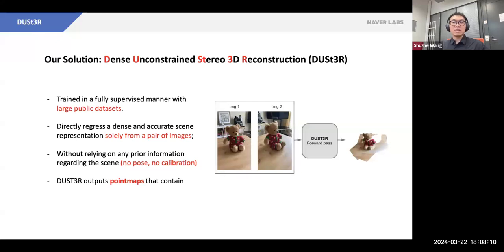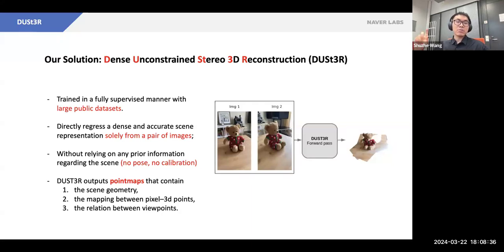So we can see that instead of using a mesh as the output, we output point maps that contain the same geometry. From the point map, we could extract the depth and also the normals of the image. We also know the mapping between the pixels and the 3D points because we have the dense prediction, which means that for each pixel, we have a corresponding 3D point. And also the relations between the viewpoints. Since we have a pair of images as input and directly output the point cloud in a common coordinate frame, we will definitely know the viewpoints relative to each other.